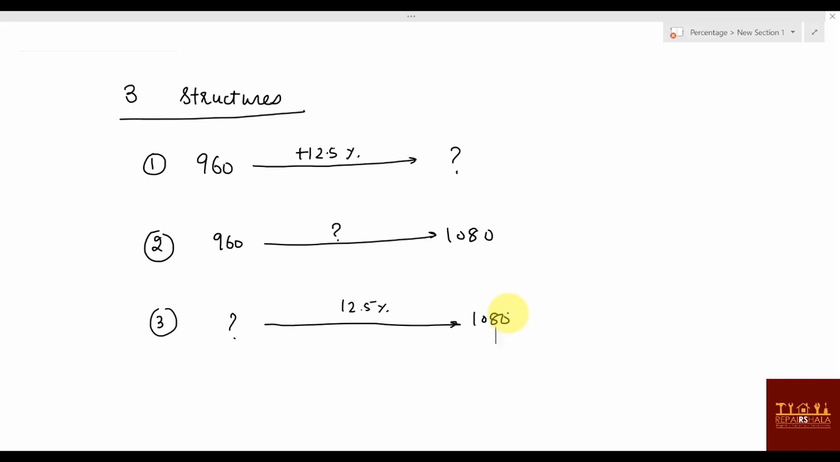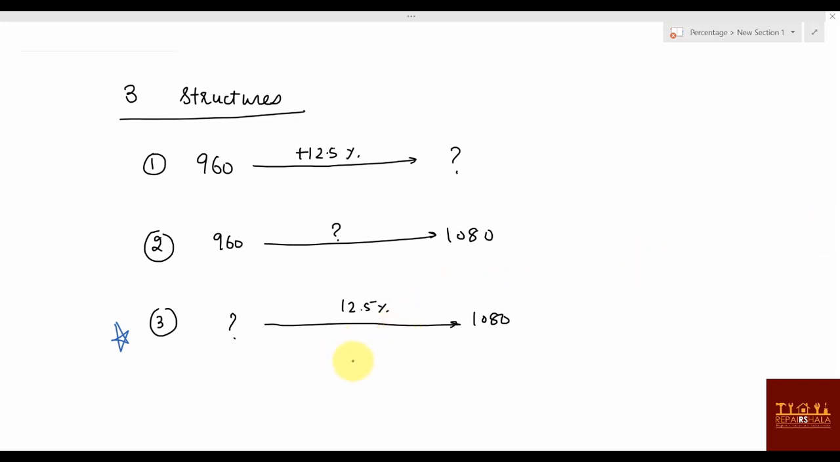Now I would say how these things are actually important. The first one will be something like, some population after 1 year at 10% rate. What is the population? In the second one, the population is becoming, from 2010 to 2011, from 960 to 1080 million. What is the rate of change that you will be getting? This one is the most important one. They will simply tell you that after a profit percentage of 12.5%, your selling price is 1080. Find the cost price. Yes or no?